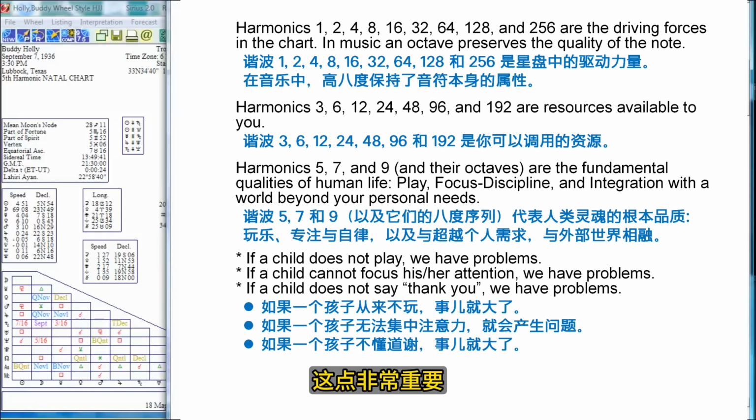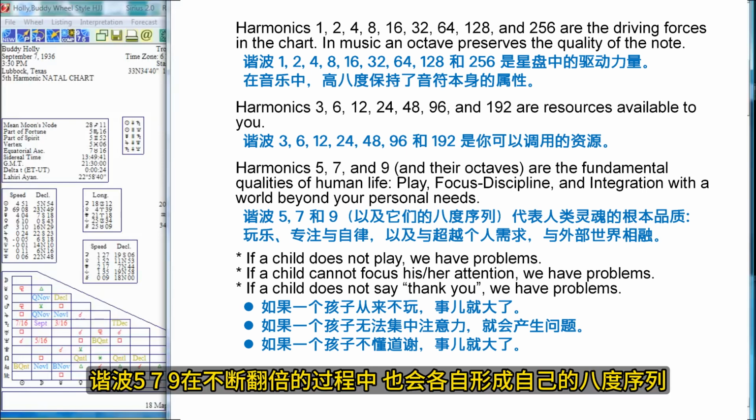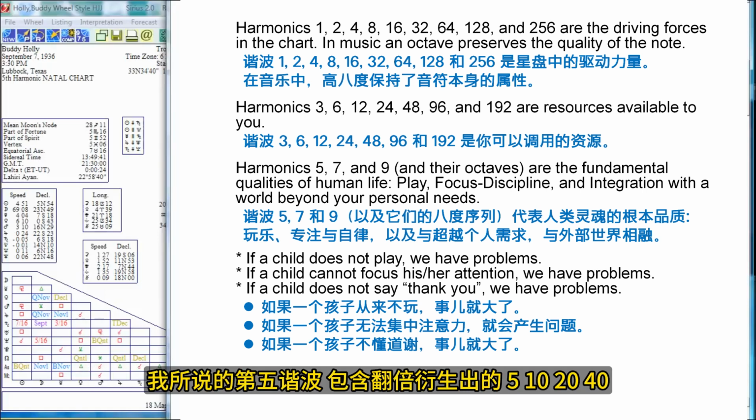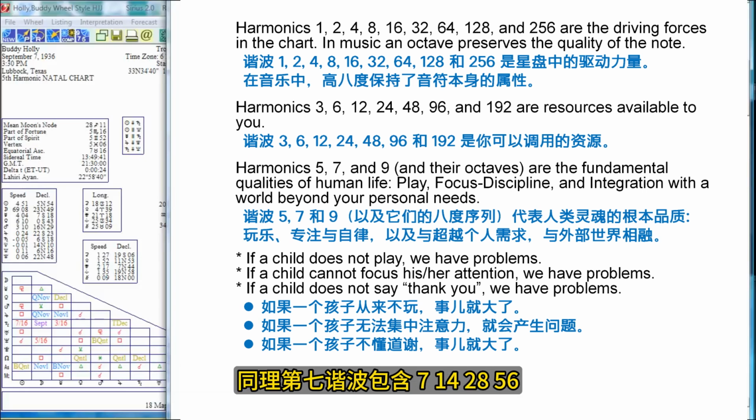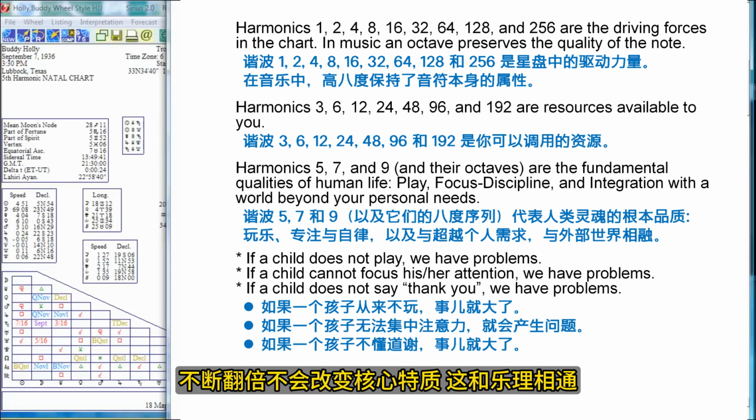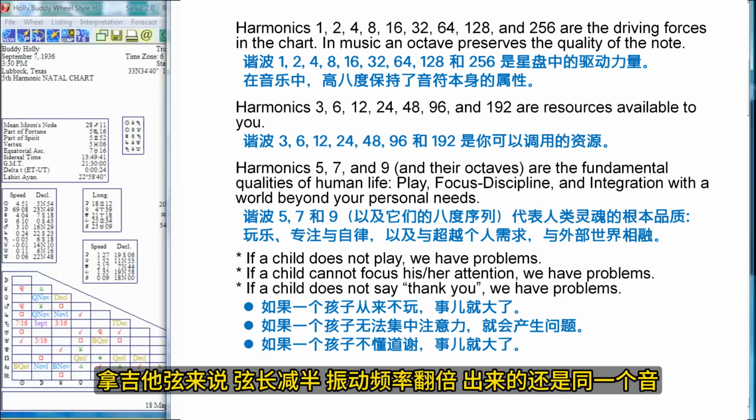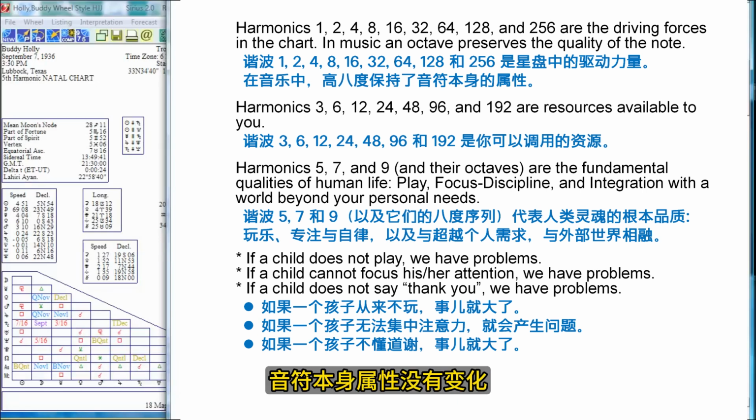Okay, and then, this is an important point, harmonics 5, 7, and 9, and their octaves, as you double them. So when I say harmonic 5, it also means 5, 10, 20, 40, as you double them. Or 7, 7, 14, 28, 56. When you double, you're not really changing the quality. It's the same thing that happens in music. If you take a string, like a guitar string, and you cut it in half, you're doubling the cycles per second of the note, you're back to the same note, you really haven't changed the quality of the note.